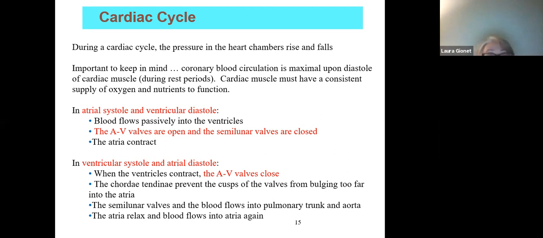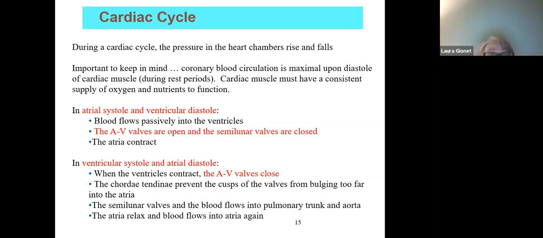Important to keep in mind, coronary blood circulation is maximal upon diastole of cardiac muscle. So during its rest periods, cardiac muscle must have a consistent supply of oxygen and nutrients to function. So in atrial systole and ventricular diastole, the atria are contracting, the ventricles are relaxing, and blood flows passively from the atria into the ventricles.